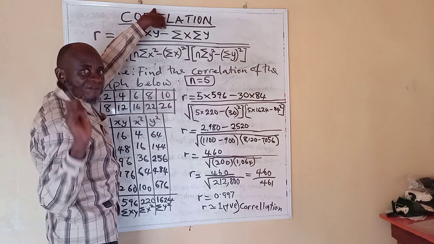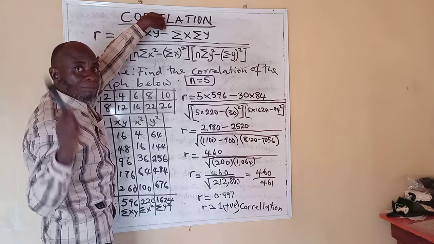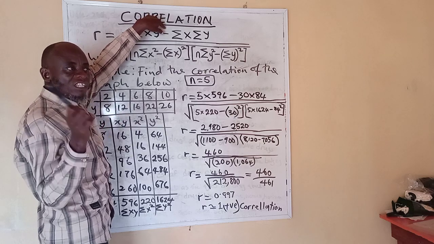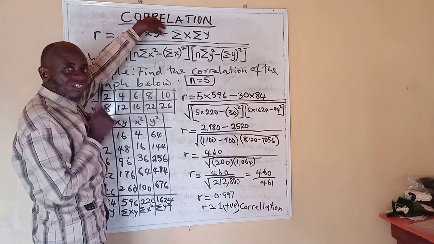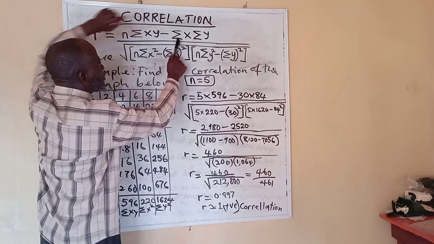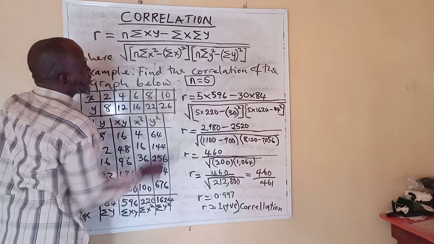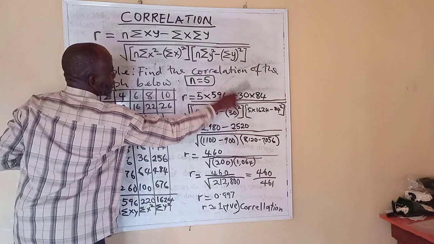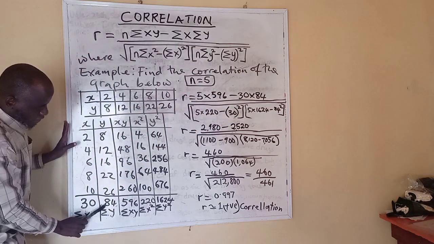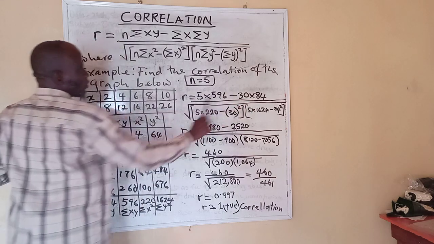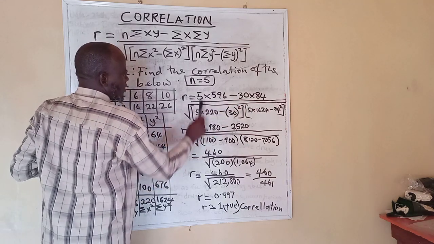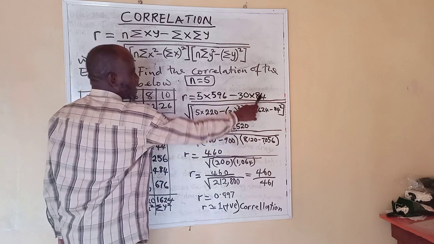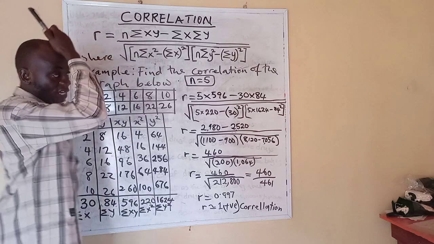Please follow this video to the end so that you know the bottom line of this. This topic is very important for your children in higher institutions and in senior secondary school. Minus summation x, summation y. Our summation x is 30, multiplied by summation y, which is 84. So 5 times 596 gives us 2980, minus 30 times 84, which gives us 2520.